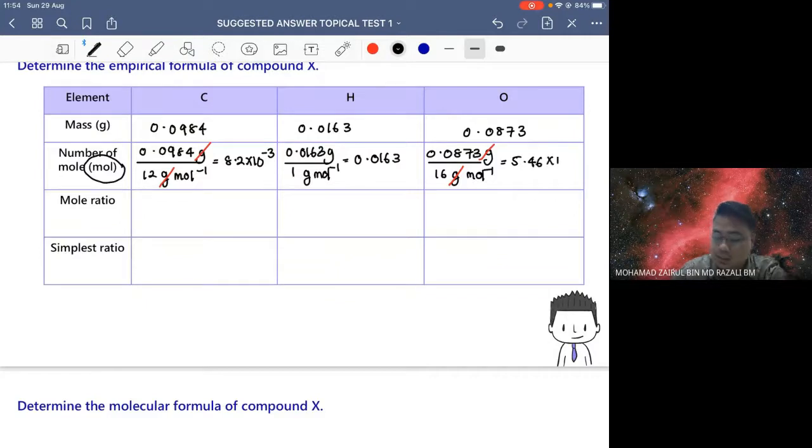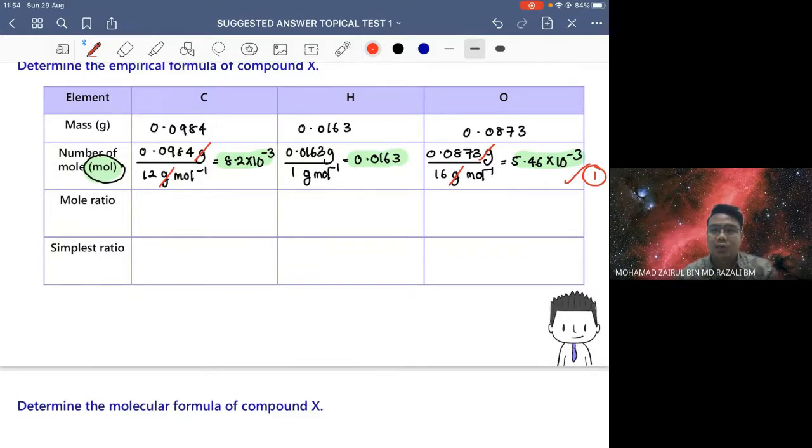5.46 times 10 to the power of minus 3 mole. Okay, so awak dapat ketiga-tiga mole ni betul with unit. Okay, tiga-tiga tu betul with unit. Awak akan dapat lagi satu markah. Okay, so nak cari mole ratio, awak kena cari dulu value mole mana yang paling kecil. Okay, awak dah cari value mole mana yang paling kecil and then awak kena divide semua dengan value itu.